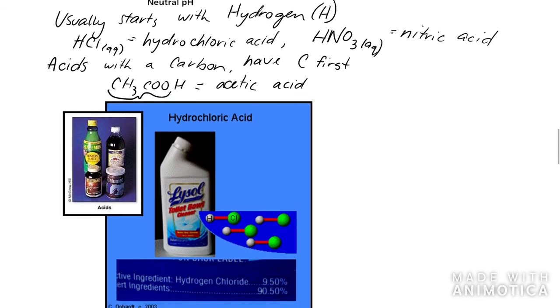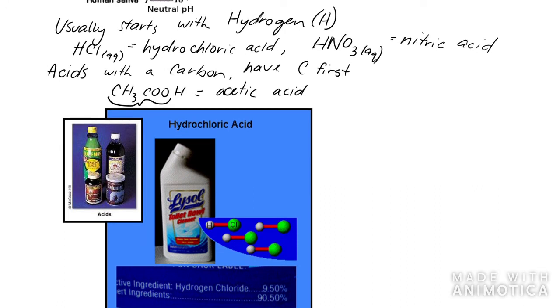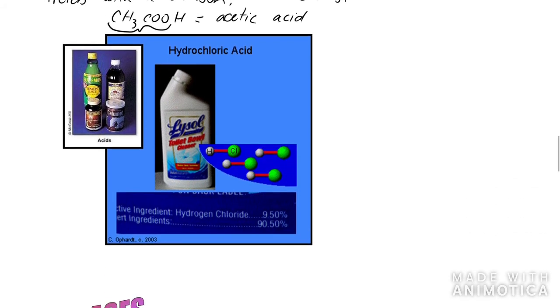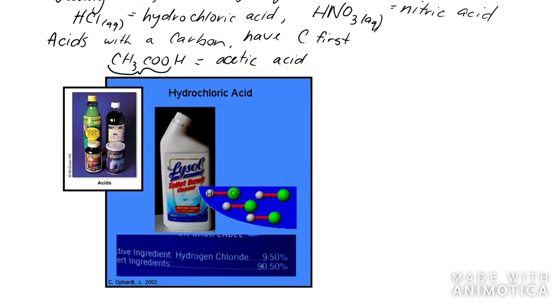So hydrochloric acid, this is a really common one that you guys will see. This is found in a lot of cleaners. This is just something that you often see in your household. So let's get into naming though. There are 3 rules for naming.